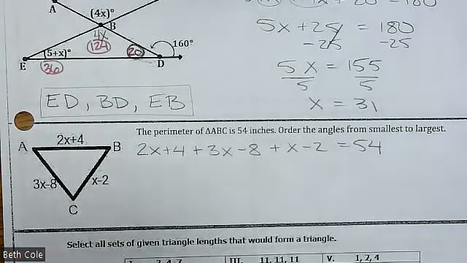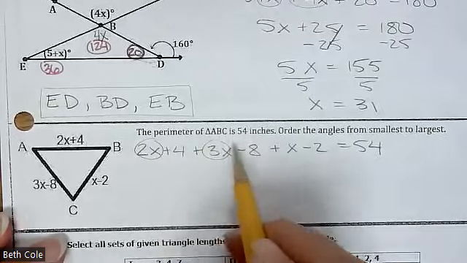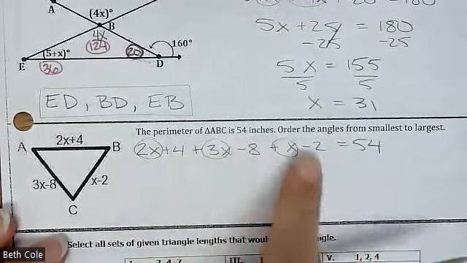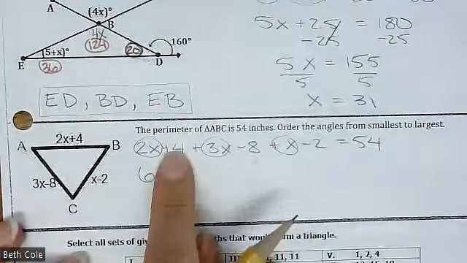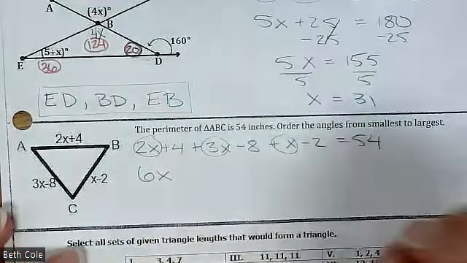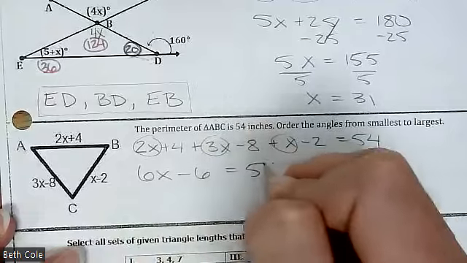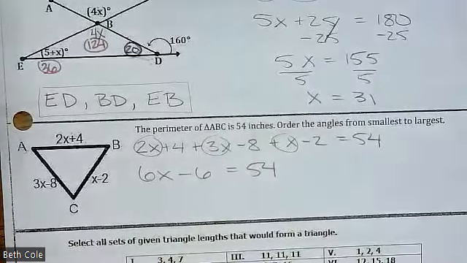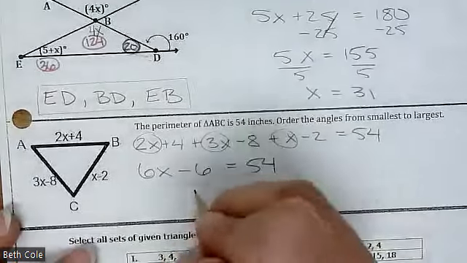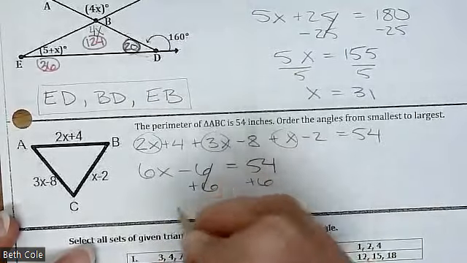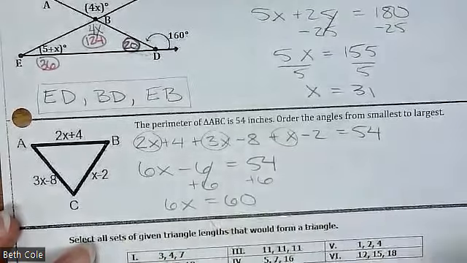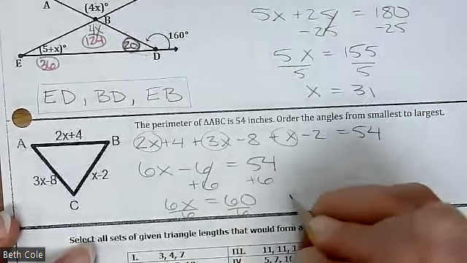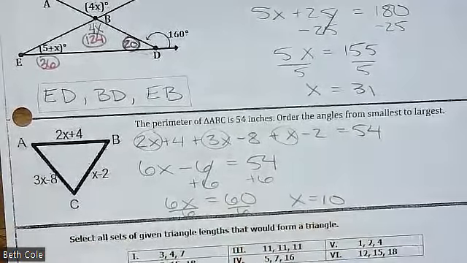Again, that's basically like an algebra 1 problem. We're going to put all the like terms together. For all the x's, 2x, 3x, and 1x will be 6x. And then 4 minus 8 minus 2 would be negative 6. Then we're going to add the 6 over. That would be 6x equals 60. And then divide by 6, we get x is 10.